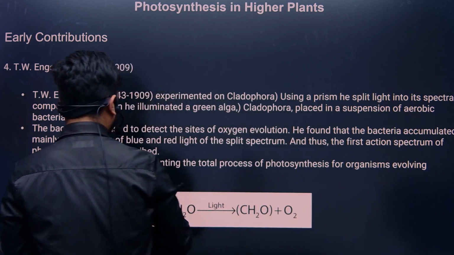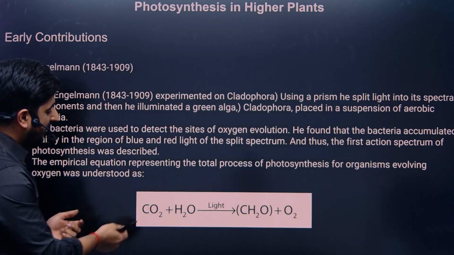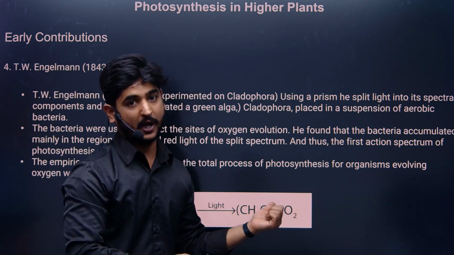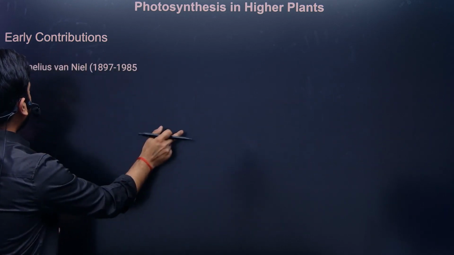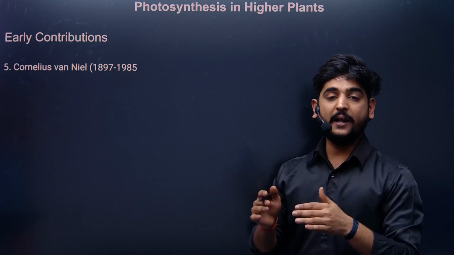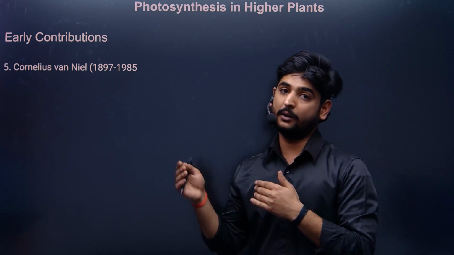So this basic equation was given by Engelmann. This says that carbon dioxide reacts with water to form carbohydrates, sugar. The next scientist is Cornelius van Niel. He is a microbiologist, and he studies purple and green sulfur bacteria.